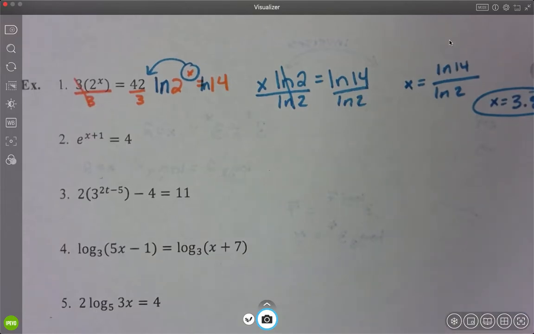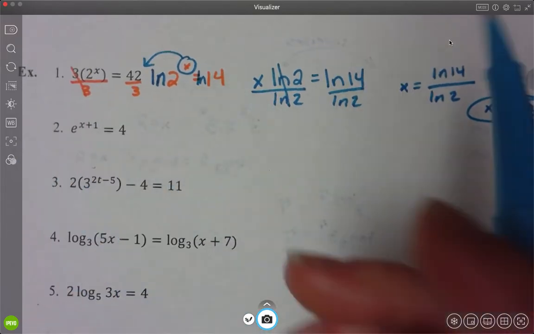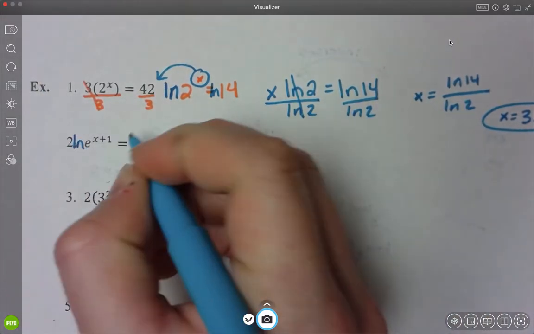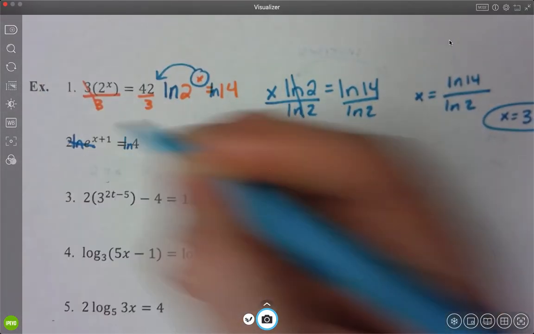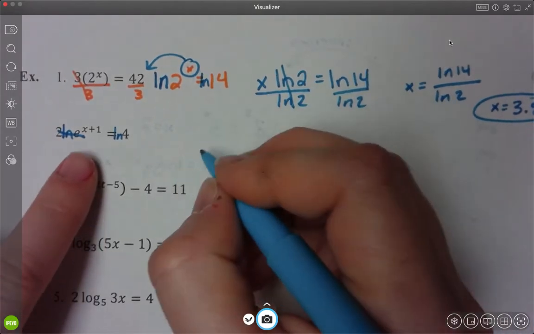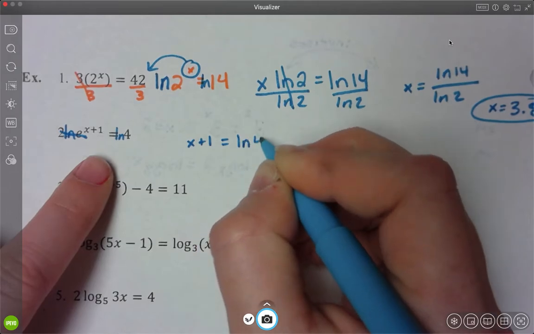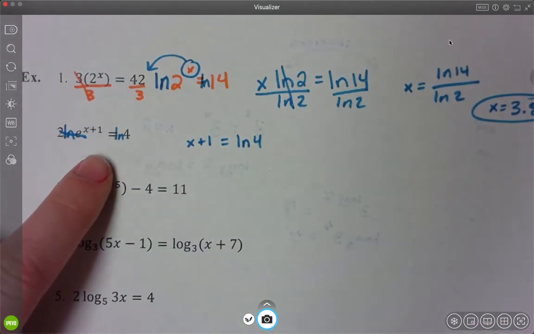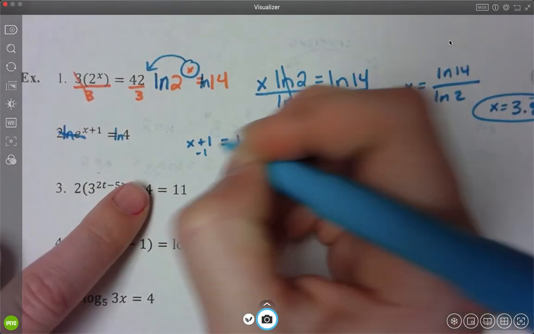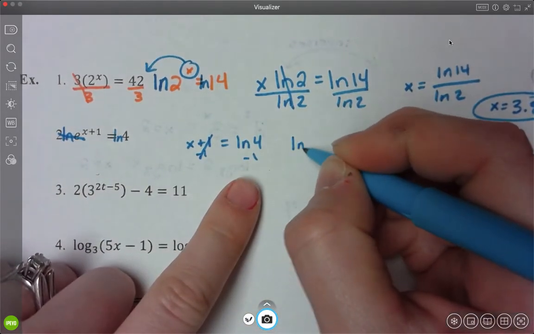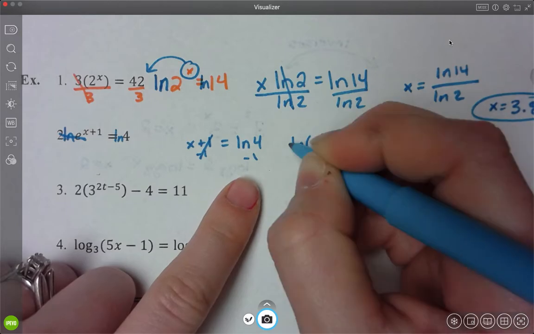Okay. So next one, number 2. I have an e to some power, and anytime you see e, you always want to use ln. Okay, so I have ln. I'm going to use that to get him to go away. So basically, I have x plus 1 equals ln of 4. Okay, and then I can subtract the 1. But that doesn't make it ln of 3. That just makes it ln of 4, and then I would subtract 1. That's what x will be equal to.